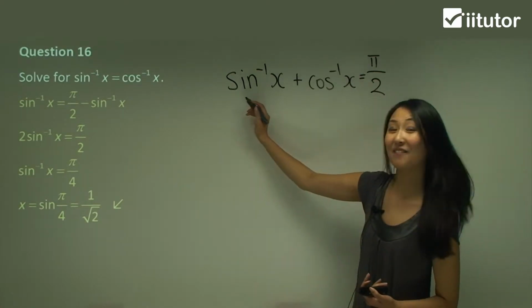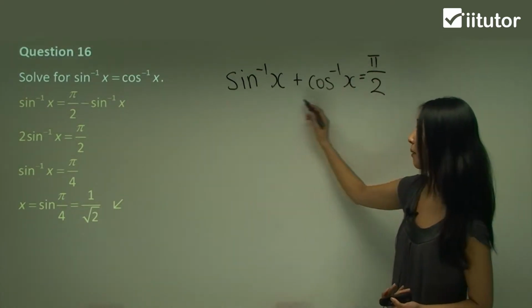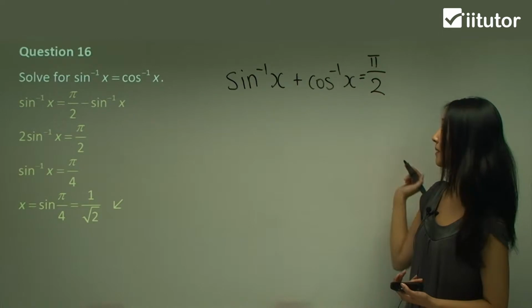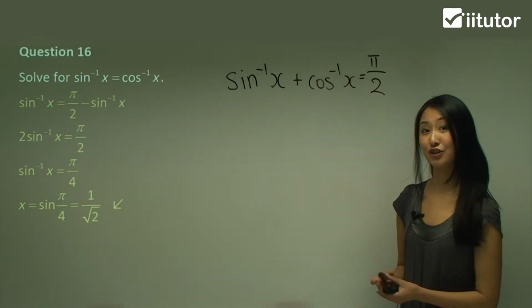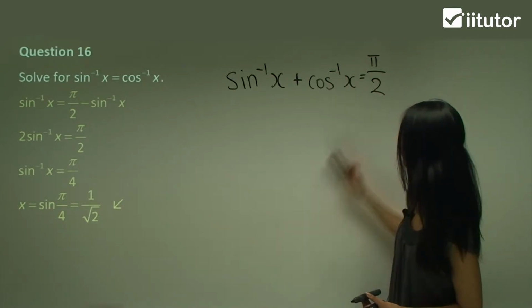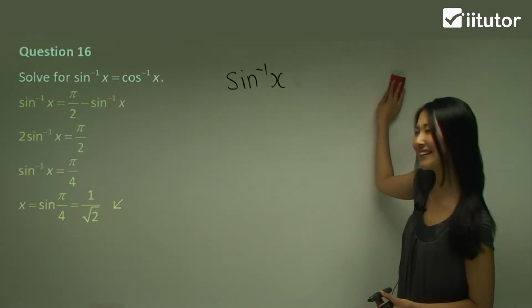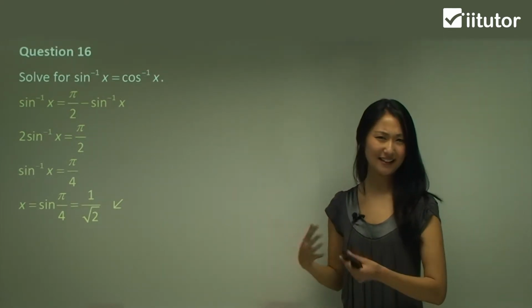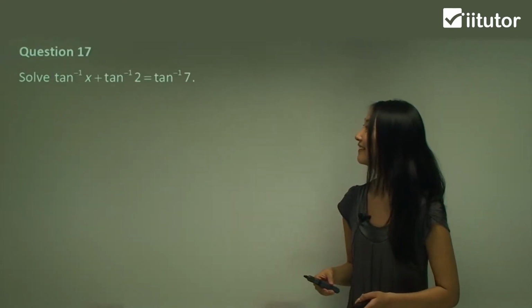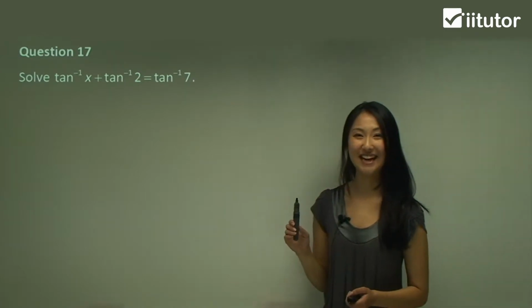So what you needed to know for this was the property here of your inverse trigonometric functions. And this comes up quite often, so I would definitely make an effort to memorize that. You can see it's quite similar to when we do trigonometric functions, but we'll be using slightly different properties. Okay, let's have a look at question 17 now.